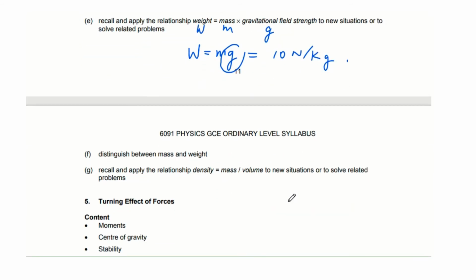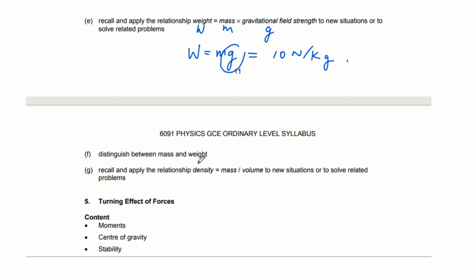All right, next, you need to be able to distinguish between mass and weight. So what are the differences between mass and weight? Well, mass is the amount of substance in a body, but weight is the amount of gravitational force acting on an object. Mass is a scalar quantity, weight is a vector quantity. Mass doesn't change, but weight will change when you move to an area with a different gravitational field strength. So in other words, if you're on Earth and on the Moon, because the gravitational field strength on the Moon and on Earth are different, your weight on Earth and on the Moon is different.